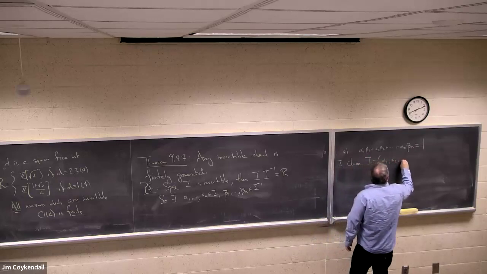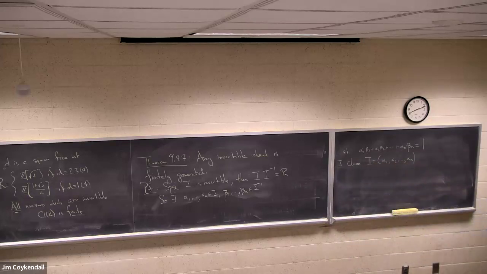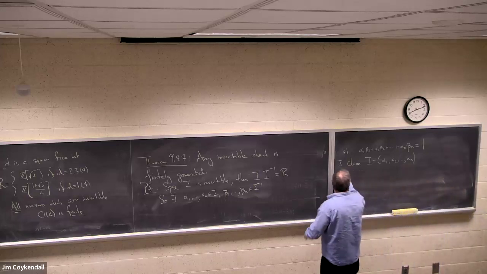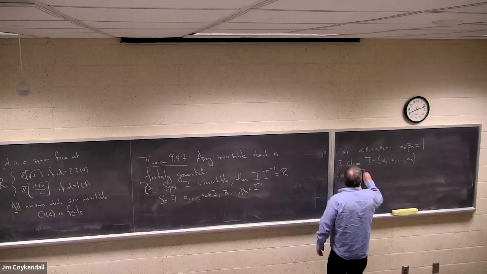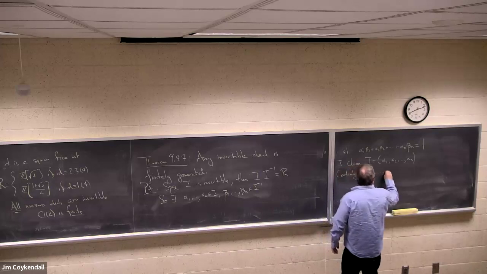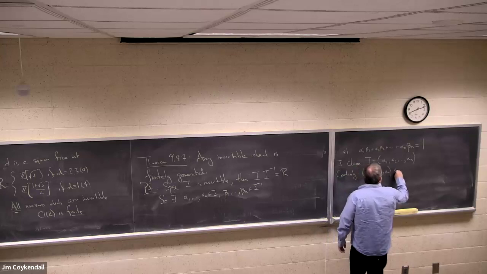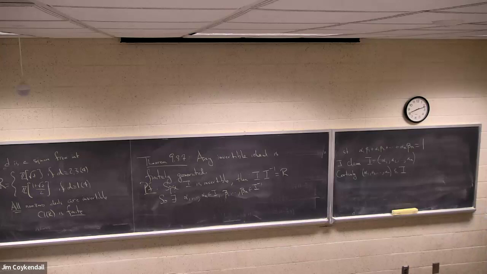I claim that when you find this relation here, then I is actually generated by those alphas that you pick. Let me first point out that certainly I is contained in it, right, because each of those alpha i's are in there.